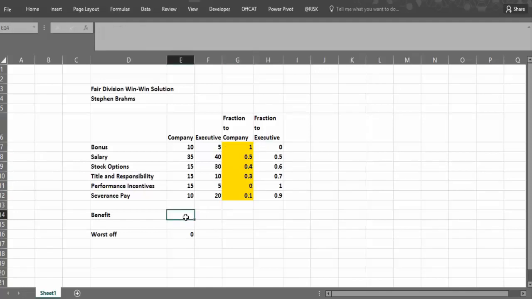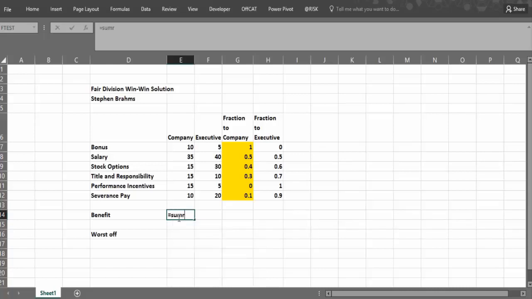Now, what we want to do is find the benefit, given the yellow cells, that goes to the company and the executive, and then maximize the worst off, the minimum of the executive's benefit and the company's benefit. And then that would be a fair division. They'll both come out the same, it turns out.